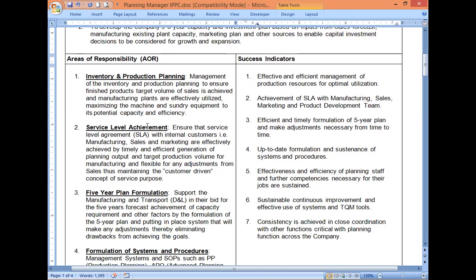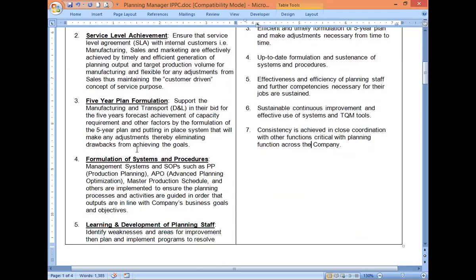Okay, the second AOR, service level agreement or SLA: ensure that service level agreement with internal customers, that is manufacturing, sales, marketing, are effectively achieved by timely and efficient generation of planning output and target production volume for manufacturing, flexible for any adjustments from sales, thus maintaining the customer-driven concept of service purpose. Okay, we have included here because this is number 2 of our core purpose of the job.